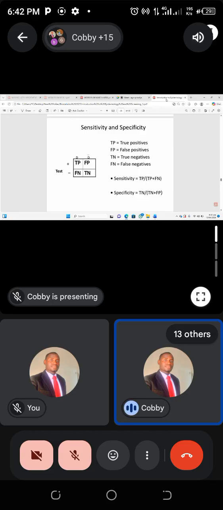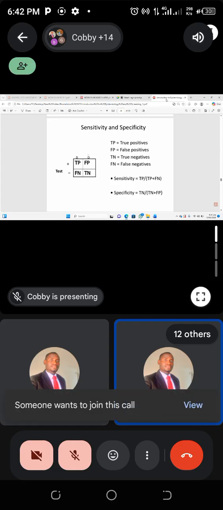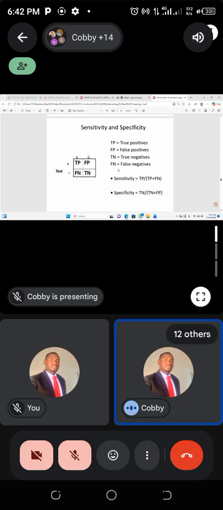True positives are those people who test positive when they have the disease. Then we have true negatives. True negatives are those people who test negative when they do not have the disease. Okay? Then we have false positives, which are those people who test positive when they do not have the disease. The false negatives, I mean, are those people who test negative when they actually have the disease.